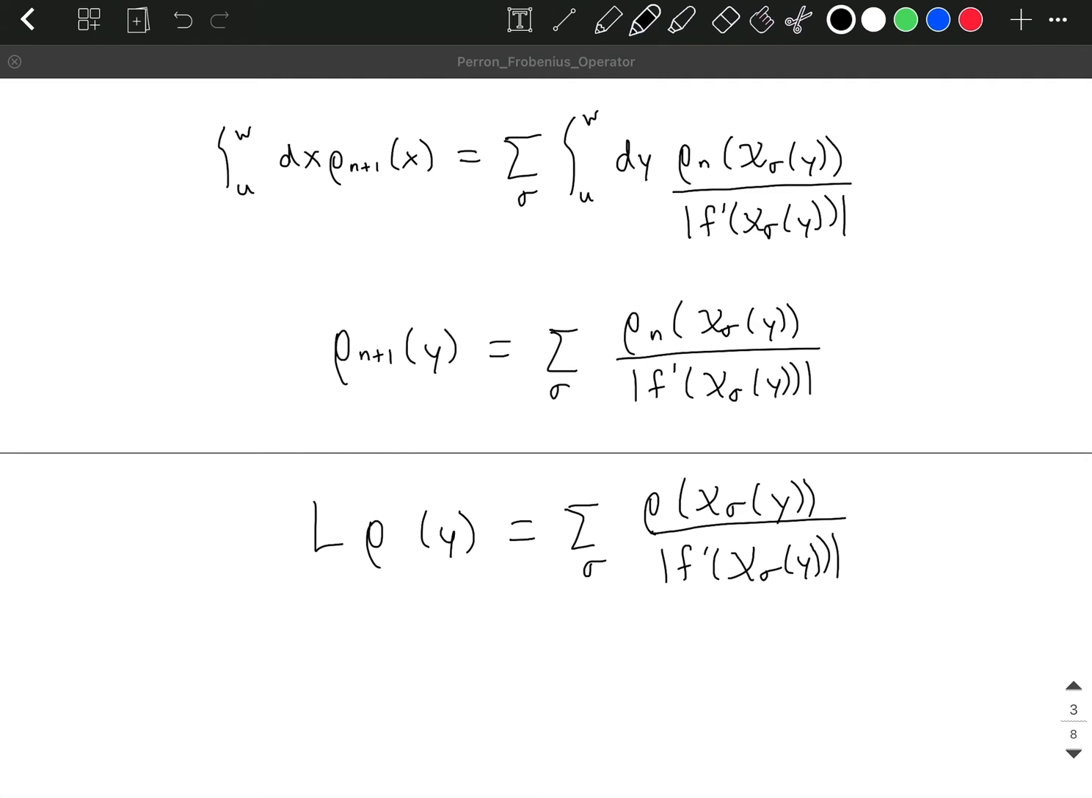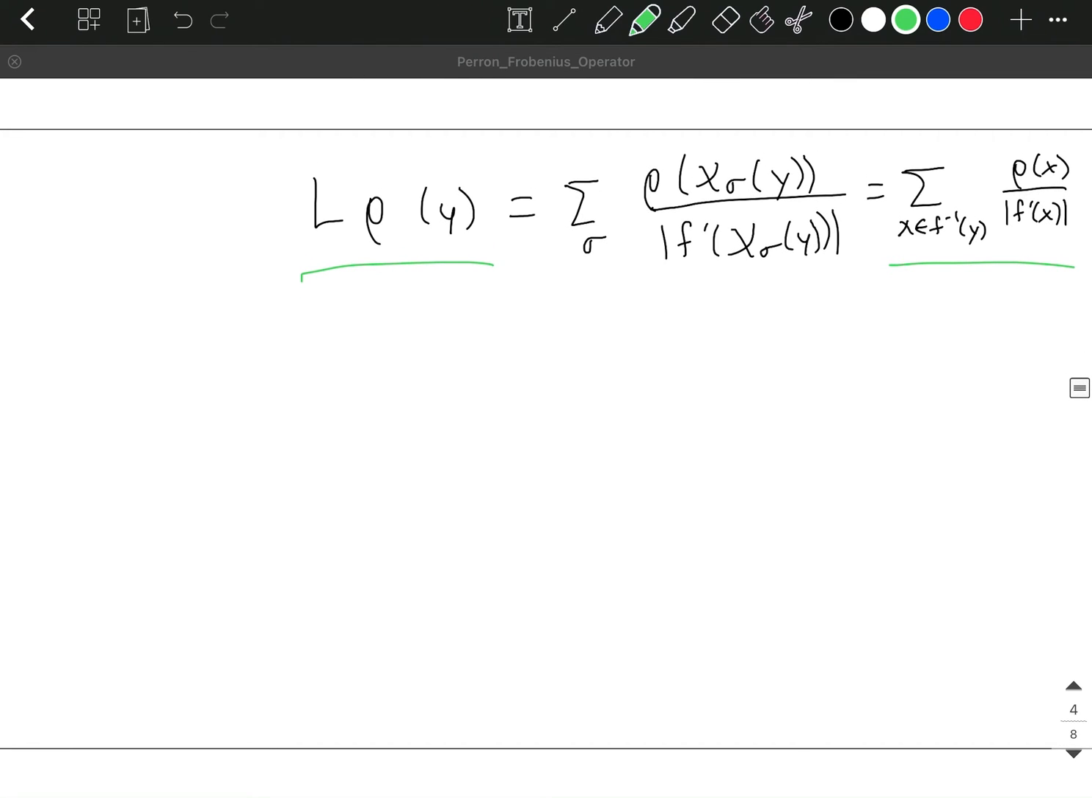Often, the right-hand side of this equation is written in a more compact notation that many find more useful. And so let's go ahead and rewrite that, where x is for all the inverses, or essentially all the preimages, the sum of rho of x divided by the derivative of the map. Now this is our final solution. This is the explicit expression for the Perron-Frobenius operator that we were looking for.